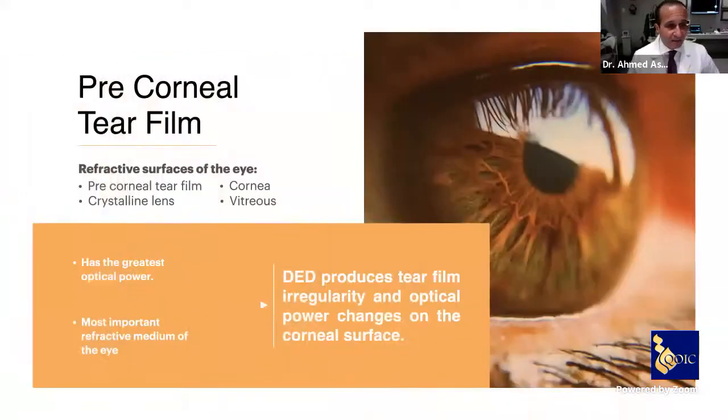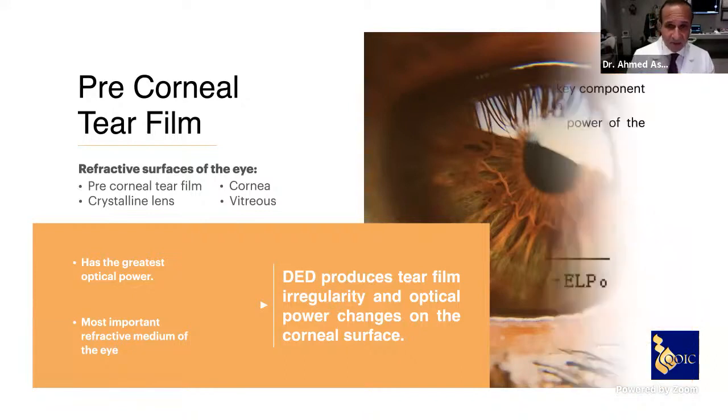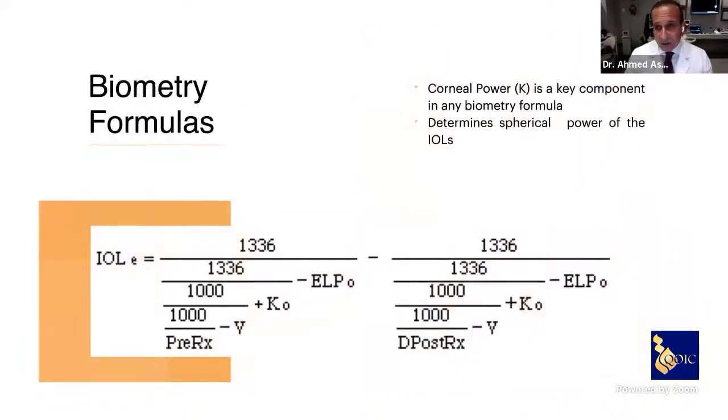As you know, the refractive surfaces of the eye include the precorneal tear film, cornea, crystalline lens, and vitreous. The precorneal tear film has the greatest refractive power, and it is the most important refractive media of the eye. Dry eye produces tear film irregularities and optical power changes along the corneal surfaces. And as you know, the corneal power is a key component in any biometric formula, as it determines the power of the spherical IOL.